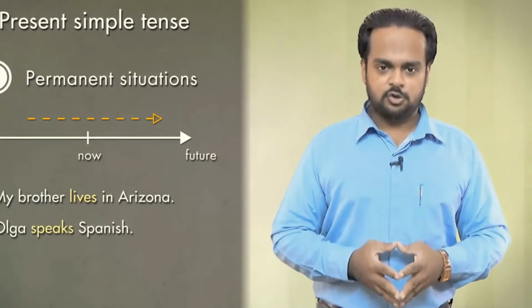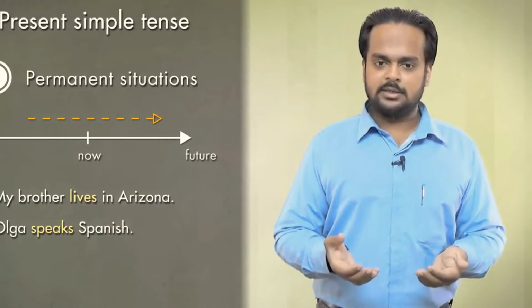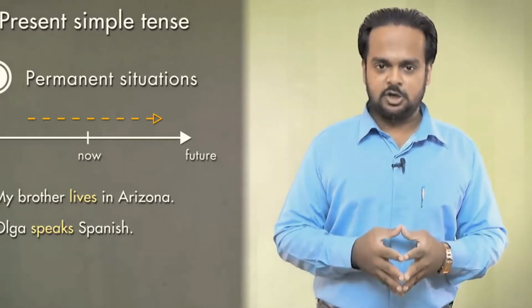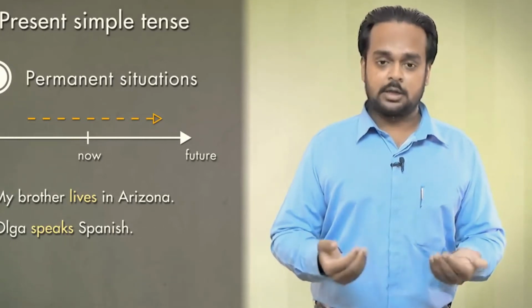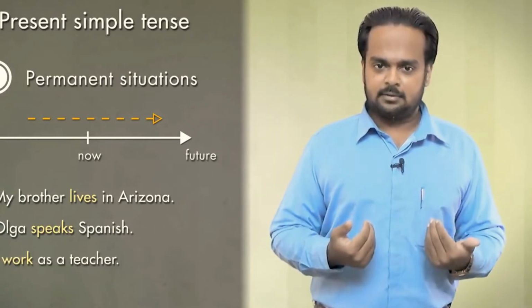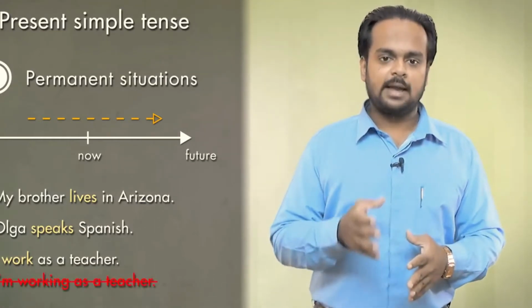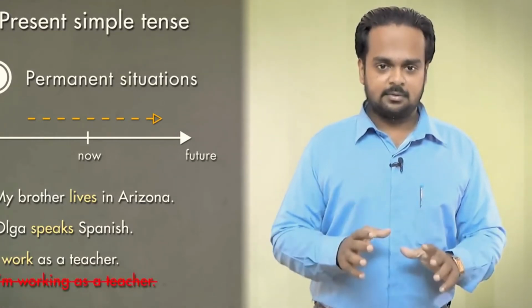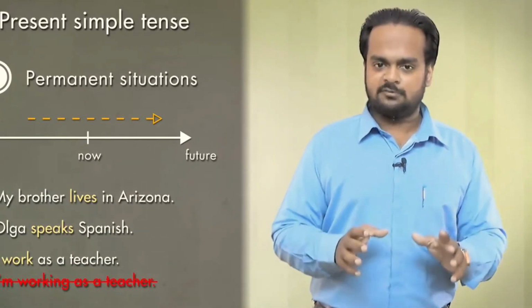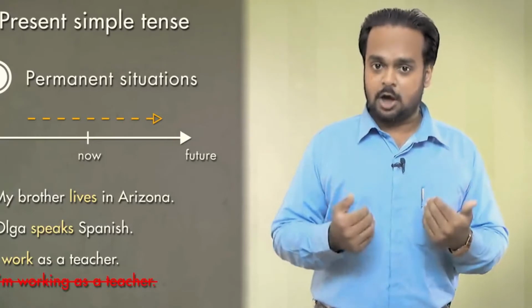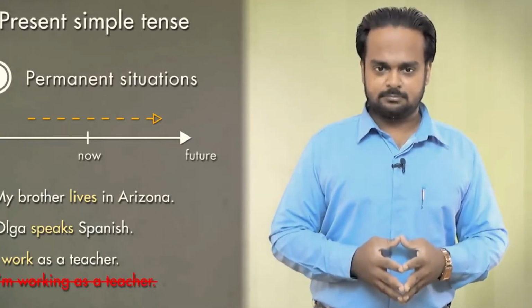Here's another example. Olga speaks Spanish. Obviously, this is not going to change. Olga is not going to forget Spanish. So again, this is a permanent situation. And talking about myself, I can say, I work as a teacher. It's wrong to say, I'm working as a teacher. If I say that, then it means that my job is temporary, maybe just for a couple of months or so. But my job is a long-term job, so I use the present simple tense.